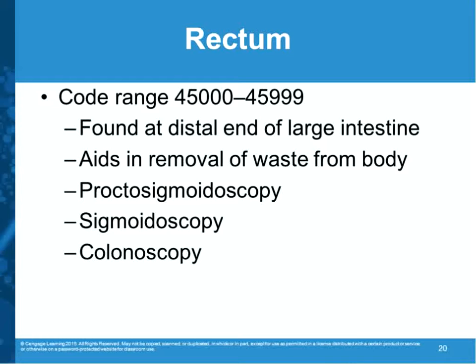Okay. Then you have your endoscopy. Your endoscopy codes, that's your scope, right? And you got a couple of notes there in front of those codes. Based on using the scope, you can have a proctosigmoidoscopy, you can have a sigmoidoscopy, a colonoscopy, right? We'll all fall under those scope type procedures, right?